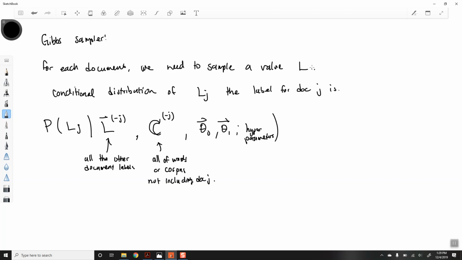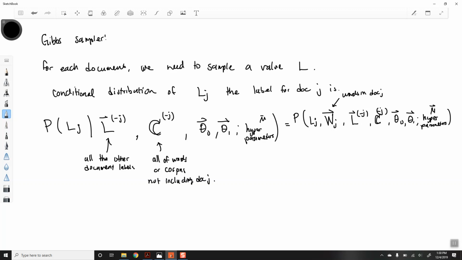And so this is going to be equal to the probability of this document label, given the words in document j, and then it's a joint probability of everything else that appears in the numerator, and then the hyperparameters. The document calls the hyperparameters mu, which feels a tiny bit confusing because every time I say mu, I always think mean, but it's just a way to capture all of the hyperparameters together.